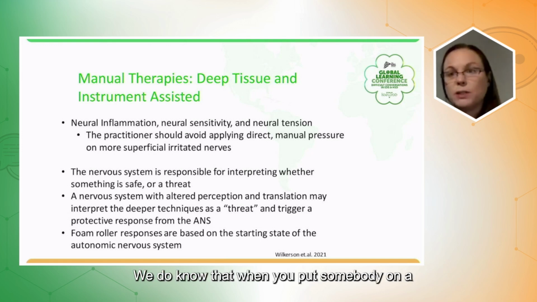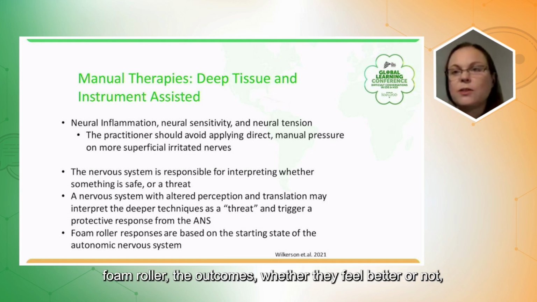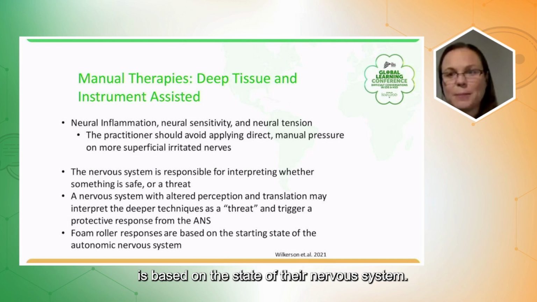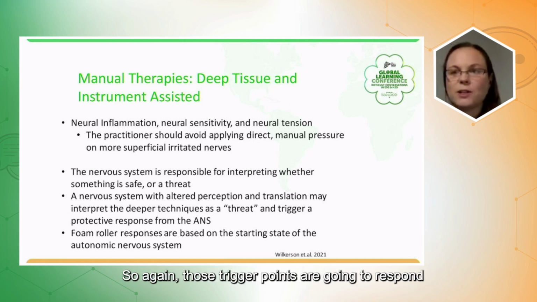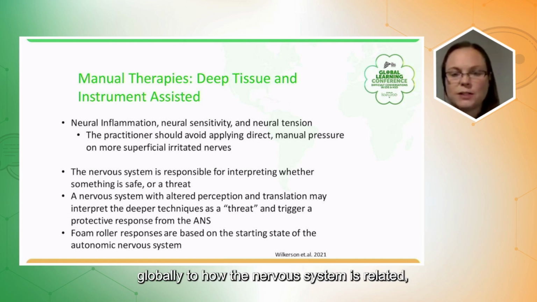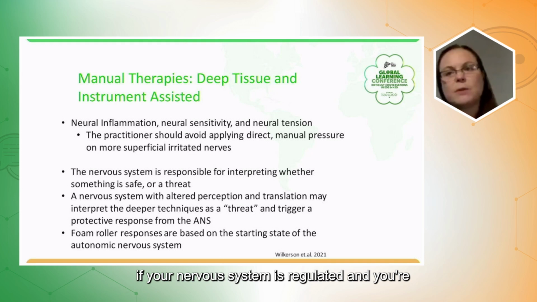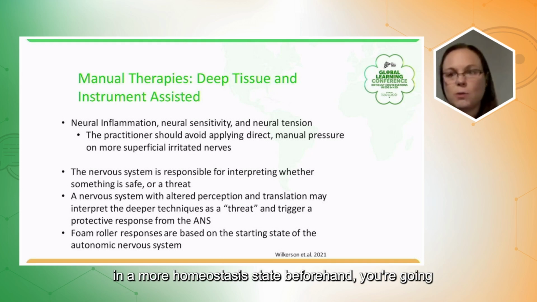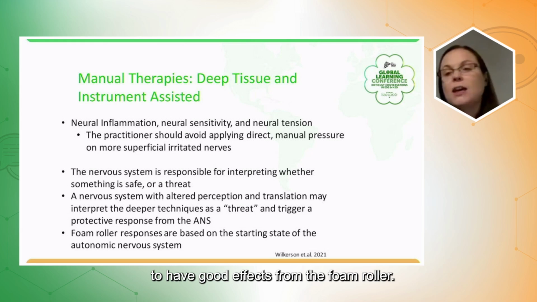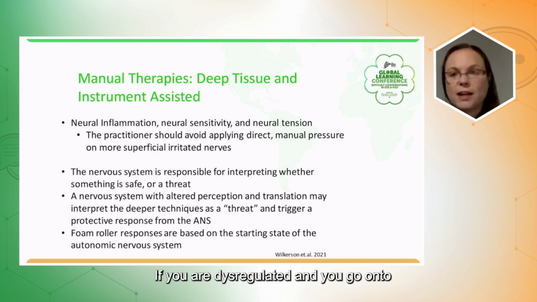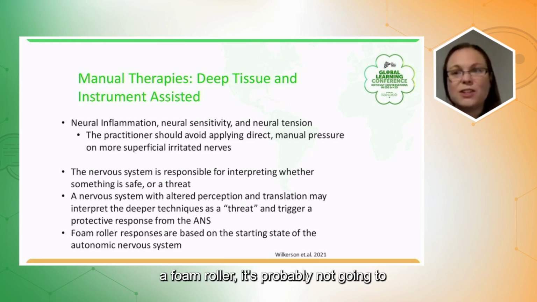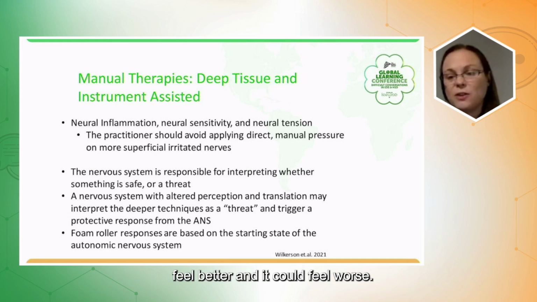We do know that when you put somebody on a foam roller, the outcome, whether they feel better or not, is based on the state of their nervous system. So again, those trigger points are going to respond globally to how the nervous system is regulated. If your nervous system is regulated and you're in a more homeostasis state beforehand, you're going to have good effects from the foam roller. If you are dysregulated and you go onto a foam roller, it's probably not going to feel better and it could feel worse.